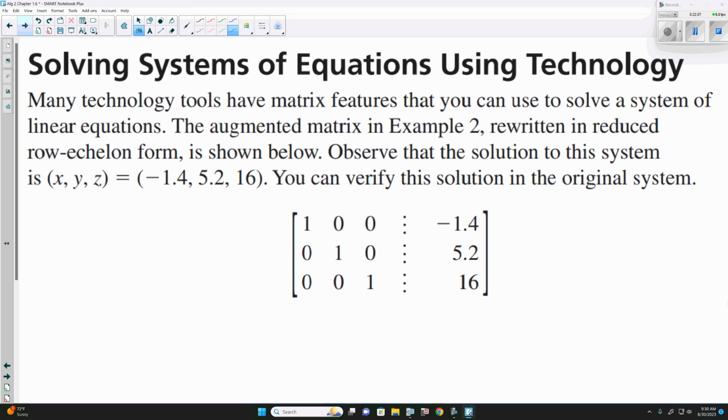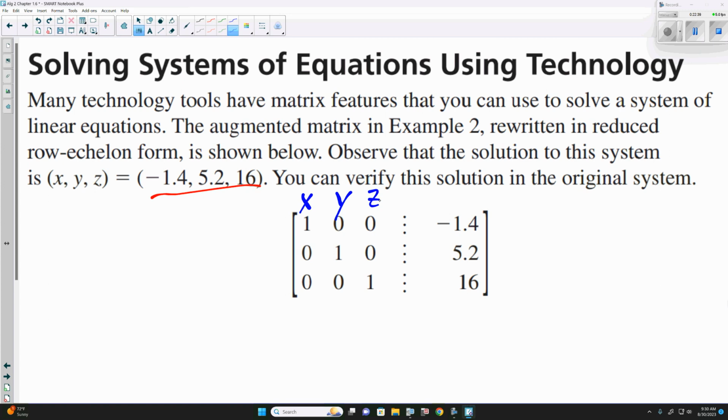Solving systems of equations using technology. Now, many tools each have matrix features that you can use to solve a system of linear equations. The augmented matrix in example 2, rewritten in reduced row echelon form, is given to us here. Now the solution is this here for the system. When we put the numbers in, we put x first, y second, z third.